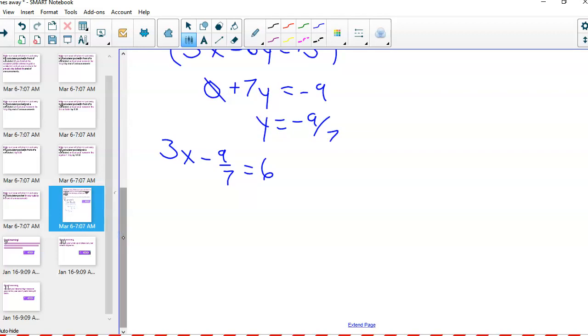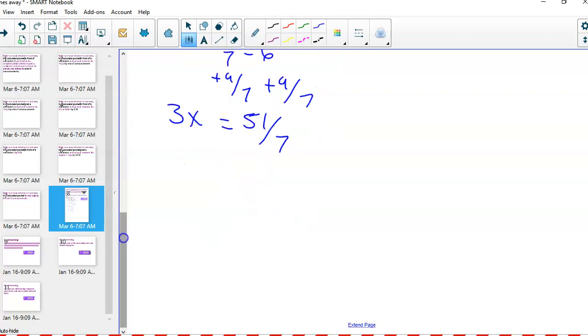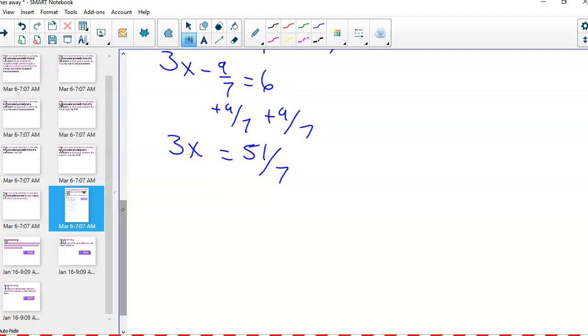In this example, how would we solve for x? Add 9/7. In your calculator, do 6 plus 9/7. What is that? 51/7, that's what it says. Were decimals acceptable? That's fine. Decimal would be 7.28. And then how would we get x by itself?